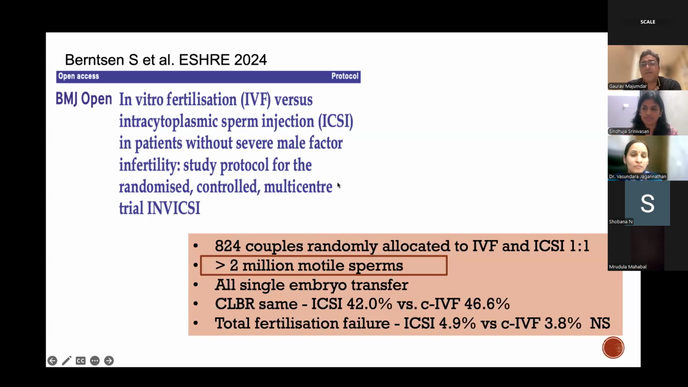And long insemination for cases where you suspect eggs to be immature, then definitely long insemination will help.